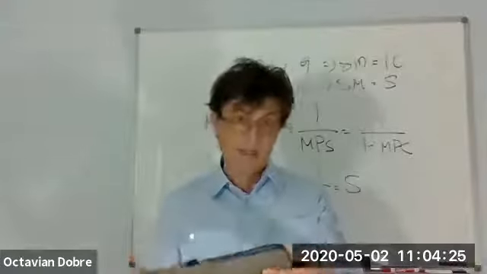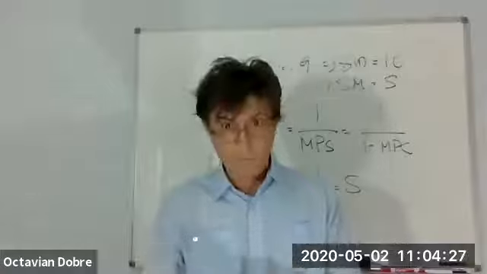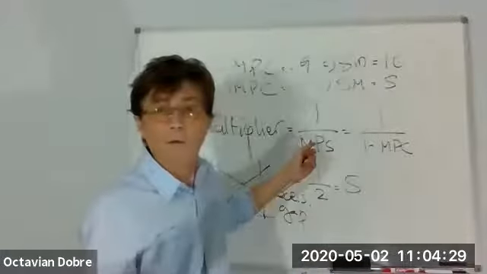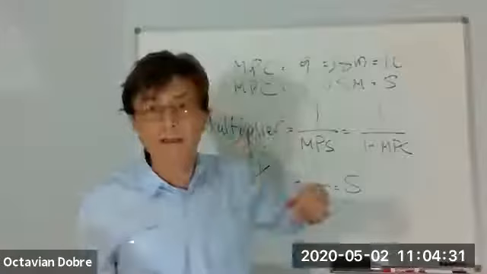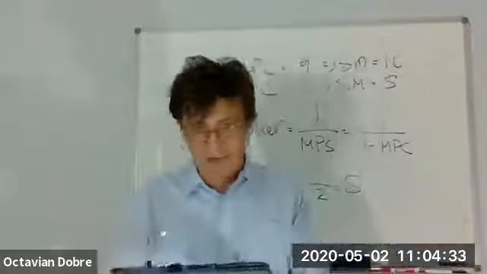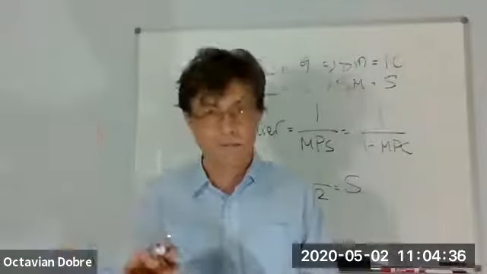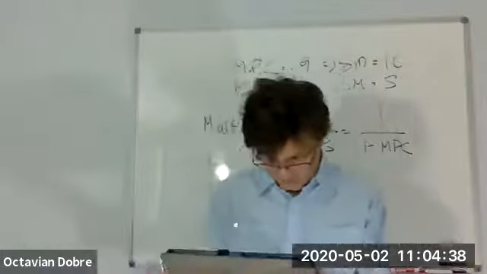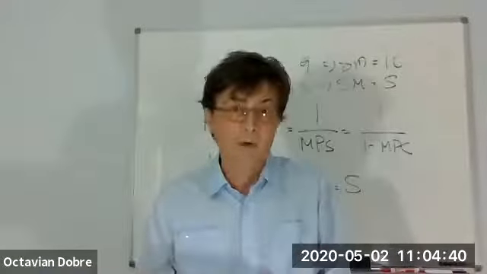Number 6, the larger the MPC. Well, here we had the smaller the MPC, what happens to the multiplier? Now we have the opposite, the larger the MPC. Obviously, the larger the MPC, the larger the multiplier.